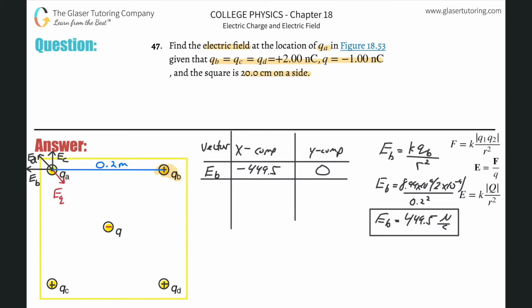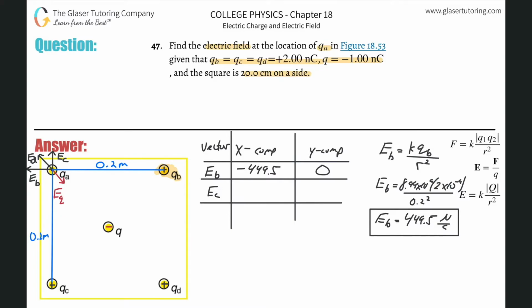All right, moving on, E sub C. So E sub C is here, right? Now if you notice, Q sub C had the same charge as Q sub B, and the distance between the point of interest and the charge here is going to be the exact same, 0.2 meters. So essentially, E sub C's magnitude is exactly the same as E sub B's magnitude. However, it's pointing in a different direction. So that's all we have to take into account.